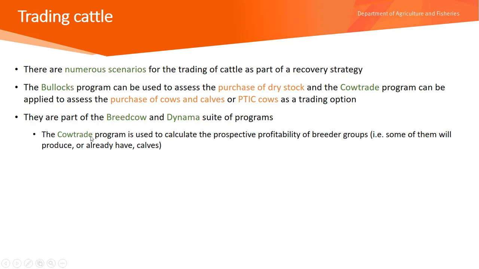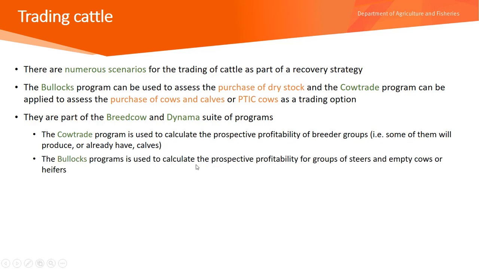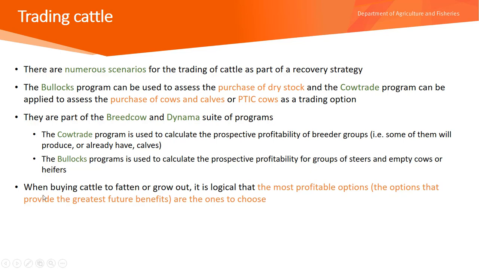Now, let's go back over what cow trade does. It's used to calculate the future profitability or the prospective profitability of breeder groups. Some of them will produce or already have calves. The bullocks program is for dry cattle, steers or empty cows and heifers. Same sort of process, just you can incorporate cows and calves or PDIC cows in one. The other one is built for dry cattle. So the criteria when buying cattle to fatten or grow out, it's logic, it's about profit. So the options that provide the greatest future benefits are the ones you want to choose.